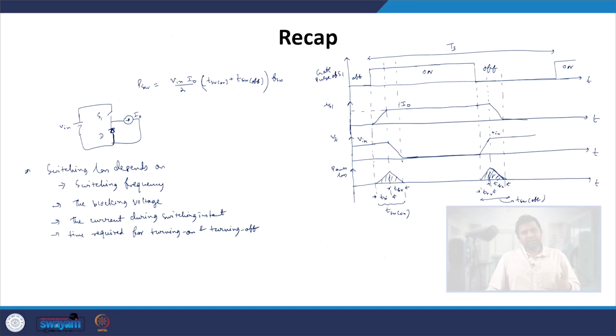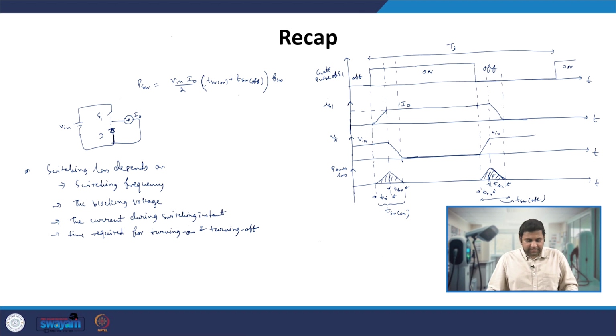Now if you look very carefully, we have defined our circuit to be something like having a switch and a diode, and it is supplying a constant current load. What it means is it is supplying an inductor, and let's say either R, or the parallel combination of R and C, as a load. So this is what we have assumed.